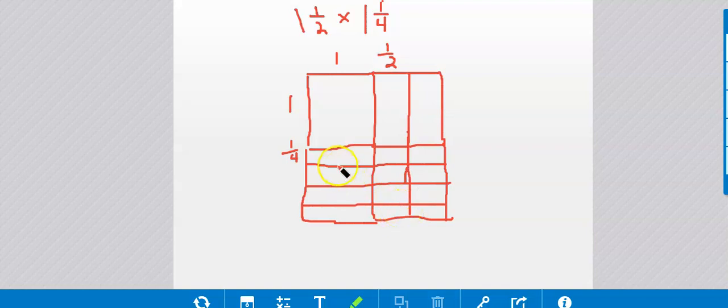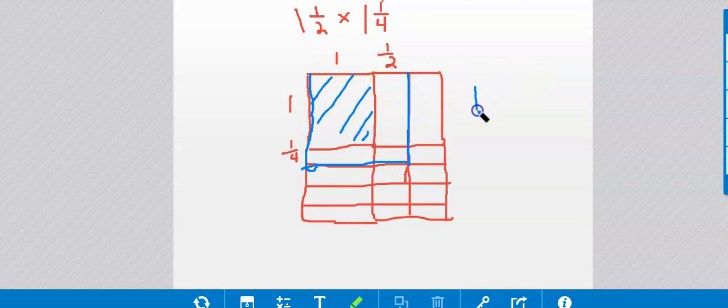because that'll help me figure this out. So let me outline the picture here in a different color so it's easy to see. So the picture is 1 1/4 by 1.5. Well, we know this part is already 1 square unit.